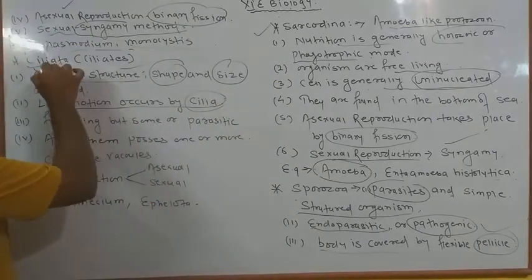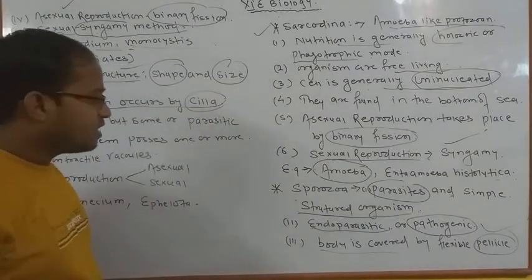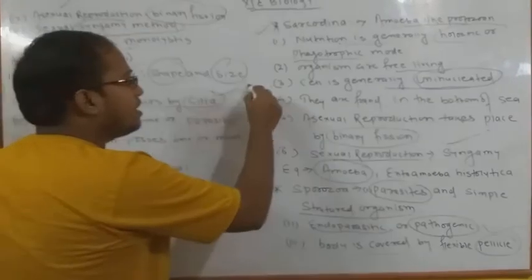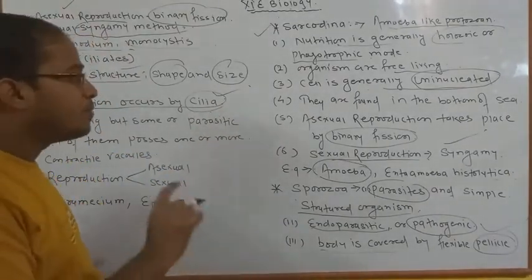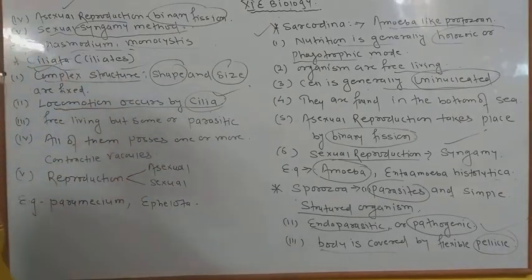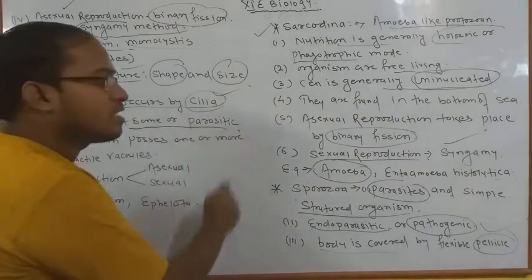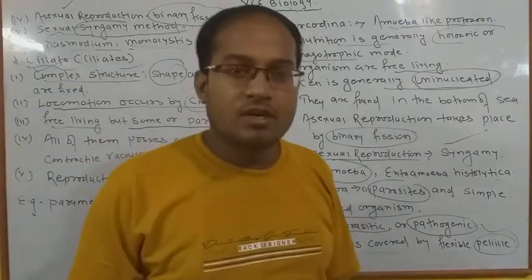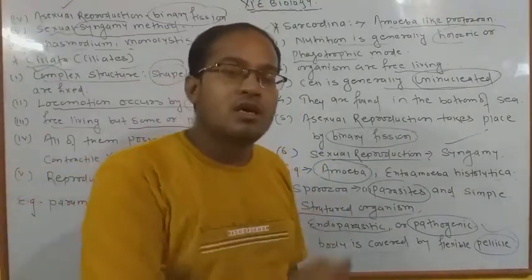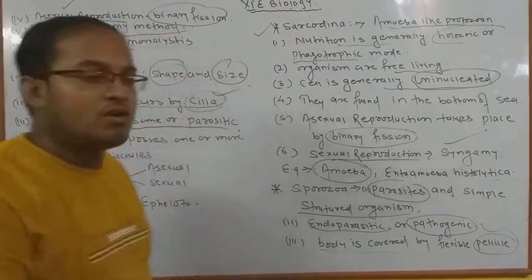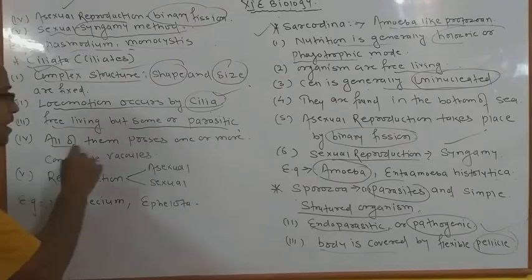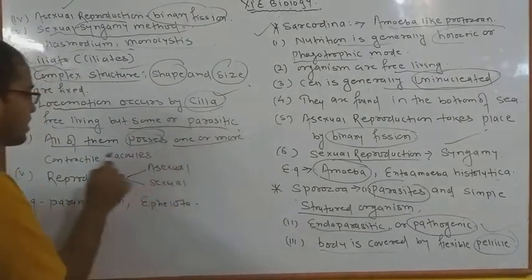Why? Because they are called ciliates. It means they have abundant cilia, and abundant cilia provide better locomotion systems in this type of organism. Okay, next, they are free living, but some are parasitic. Most of them are free living. Free living means they are found anywhere, and parasitic means they are found in other hosts. ठीक है, all of them possess one or more contractile vacuoles.